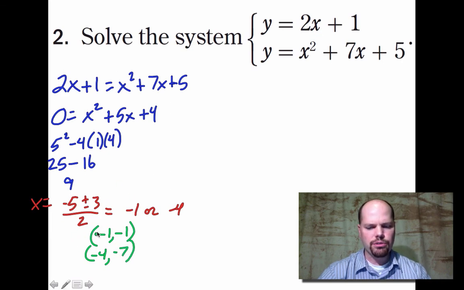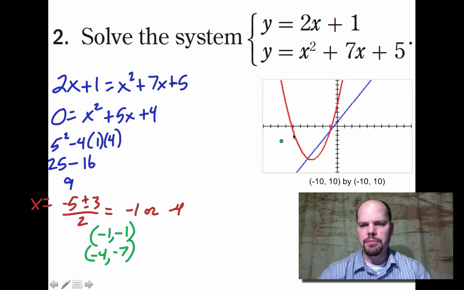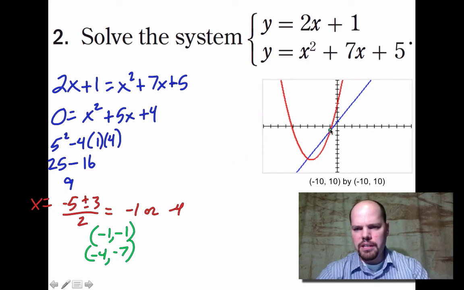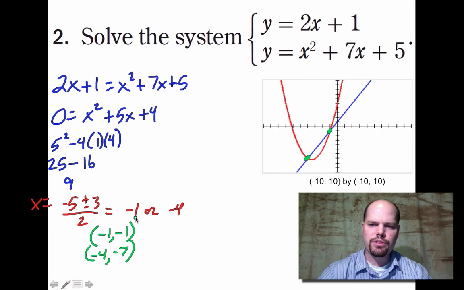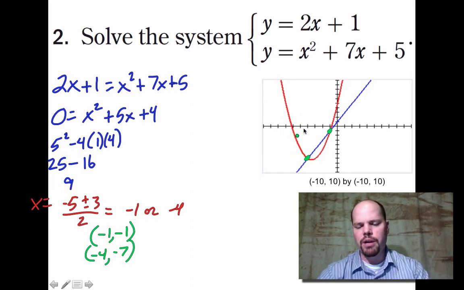Okay, so there's the two solutions to this system. So -1, -1, that appears to be that intersection there. And -4, -7 appears to be that solution right there. So you would graph these and put in y1 and y2, find the right window, and then find the intersection if you don't feel comfortable solving those by hand.